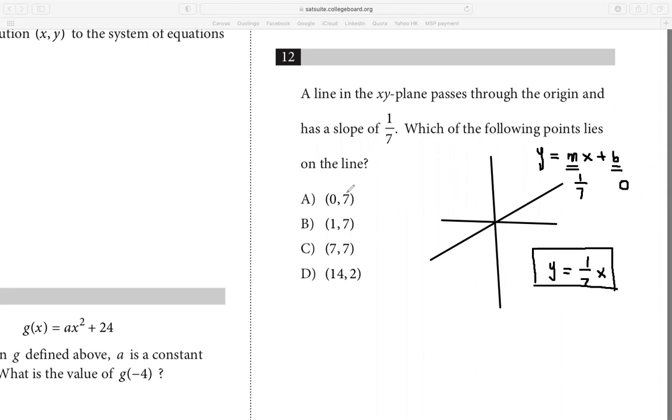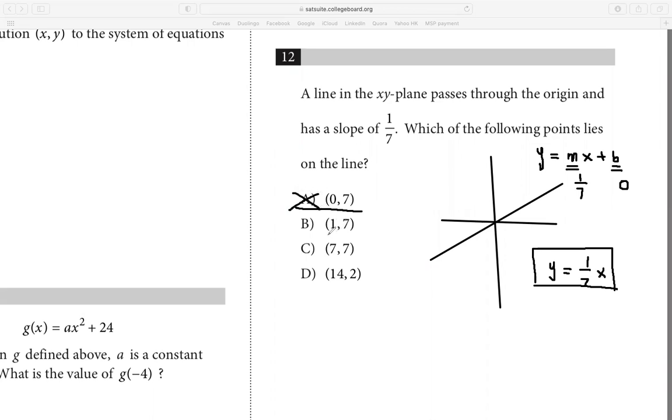For the next step, I'm going to plug all the x values in this column into this x to see if the y value matches. Taking a look at option A, if I plug in x equals 0, the y value should be 0, because 1/7 times 0 is 0. So I'm not going to pick option A.